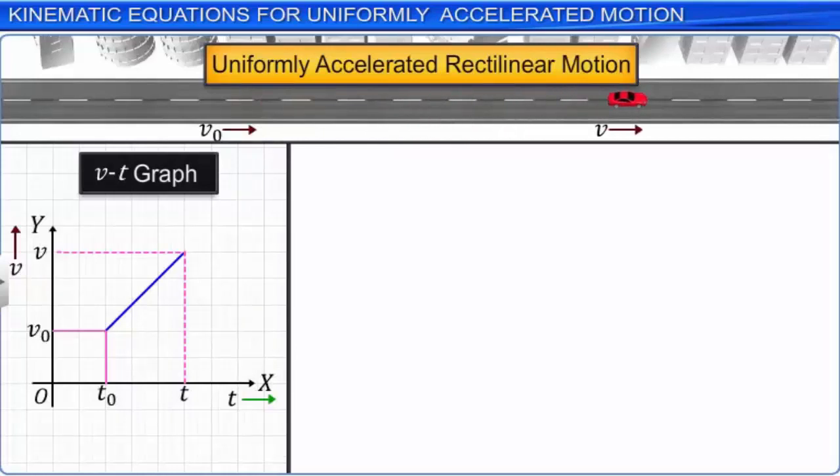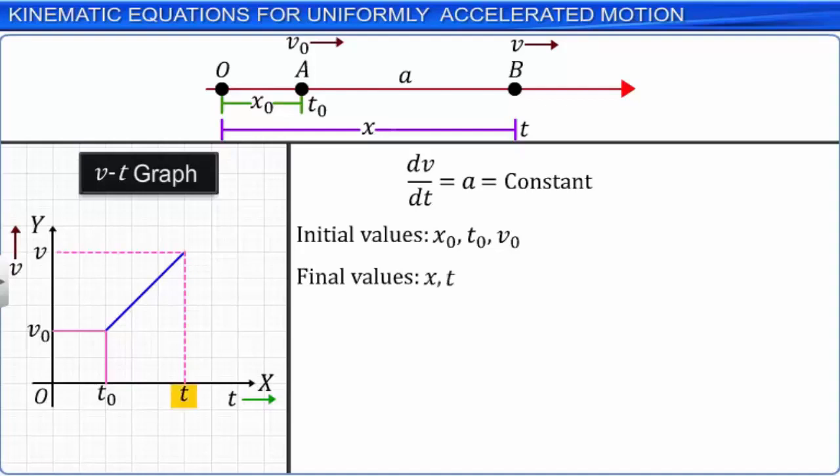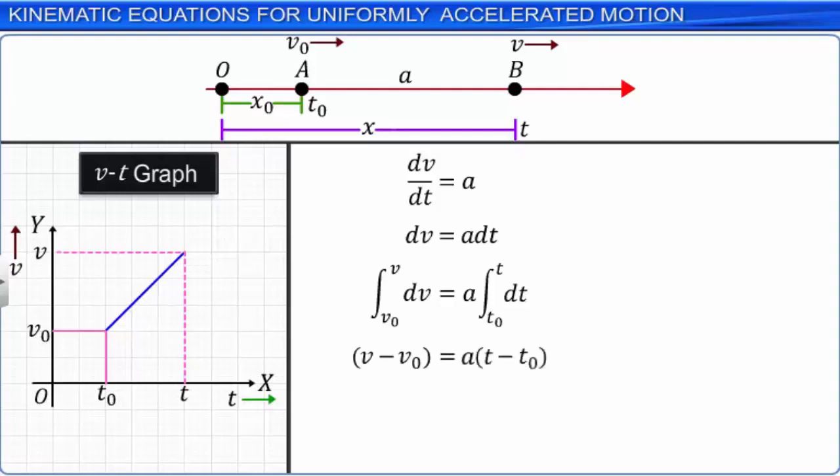In this type of motion, the acceleration of the particle is a constant: dv by dt is equal to a, which is a constant. The initial values are x0, t0 and v0. Similarly, the final values are x, t and v. dv by dt is equal to a. By cross-multiplying, we get dv equal to a into dt. Integrating both sides, integral v0 to v dv is equal to a into integral t0 to t dt. v minus v0 is equal to a into t minus t0. Rearranging the equation, v equals v0 plus a into t minus t0. This is equation 1 of motion.